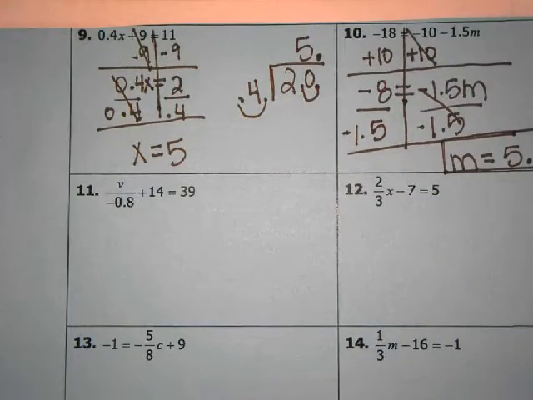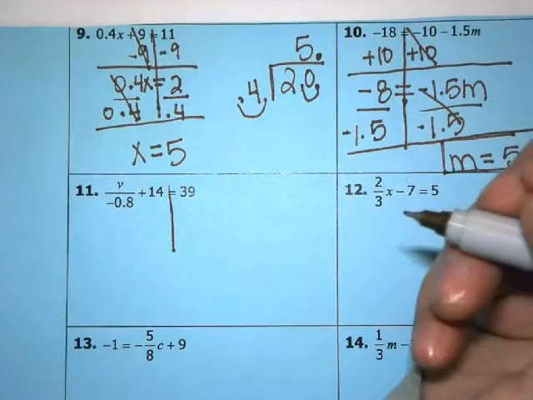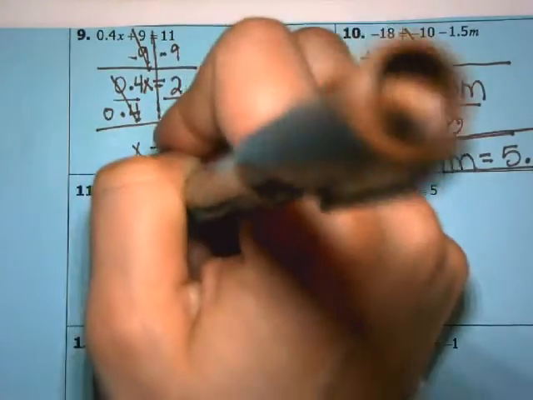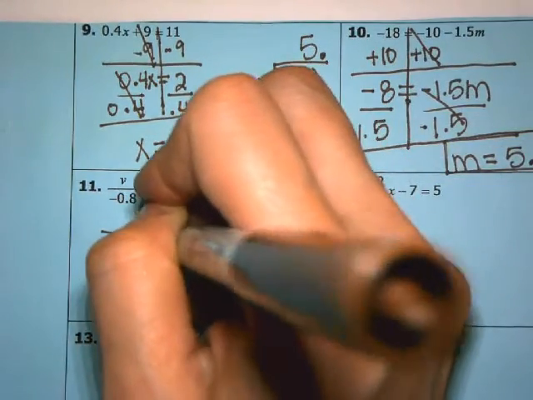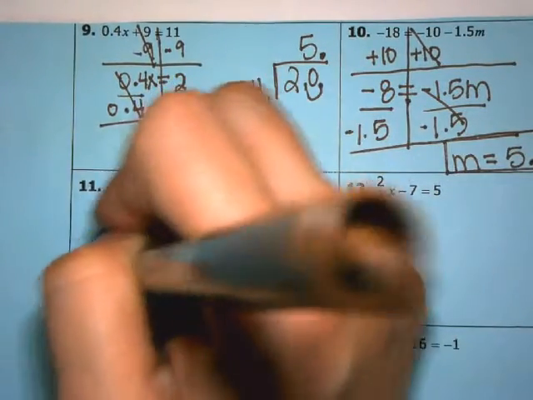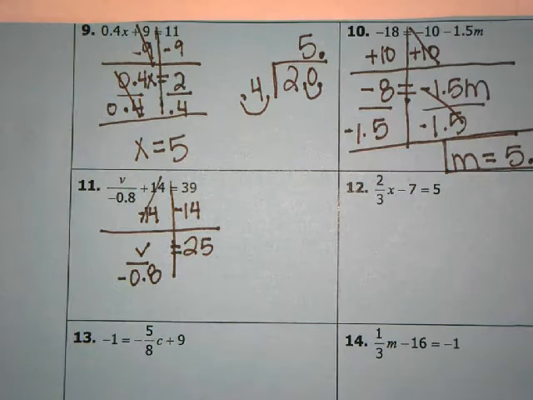Number 11. What'd you do first on number 11? Good. What did you get? Equals. What's the other side say? Very good. What do I do now?